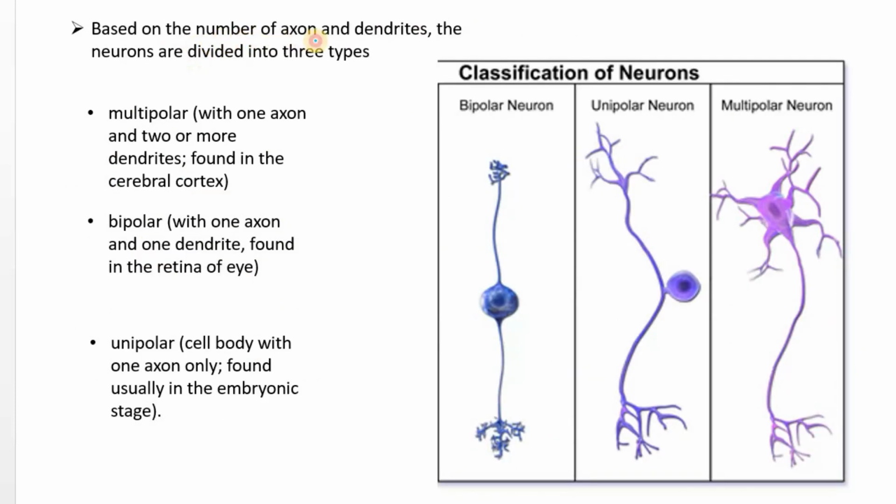Now, based on the number of axons and dendrites, there are different kinds of neurons. A multipolar neuron, जो हमने पहले देखा, is an example of a classic neuron present in our body. Bipolar neuron with one axon and one dendrite, these are found in the retina of the eyes. And unipolar neurons, one axon is present and these are usually found in the embryonic stage.